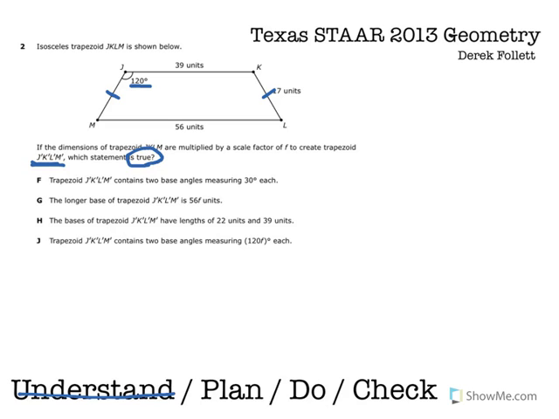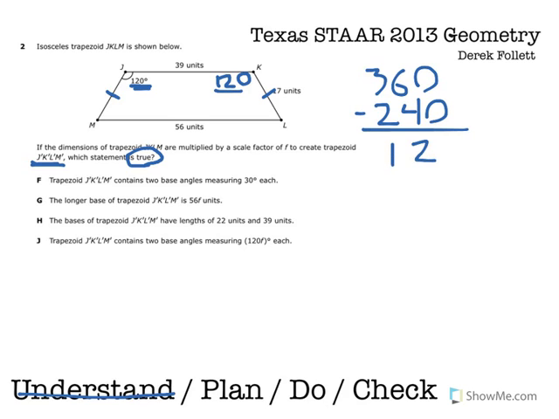So the first statement, F, says the image of the trapezoid contains two base angles measuring 30 degrees. Okay, so let's go ahead and figure out what the base angles of the original are. Well, since it's isosceles, these two base angles are going to be the same. And I know the angle sum is 360, so I can do 360 minus 240, because I've got two 120 degree angles. I'm left with 120, and that's split among these two, so each of those is going to be 60 degrees.